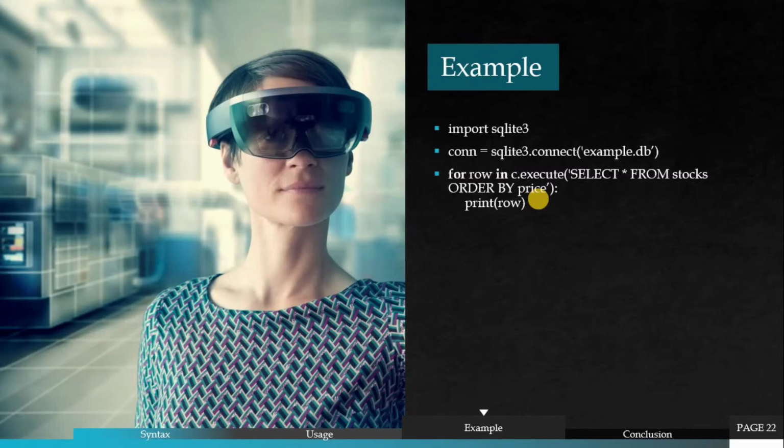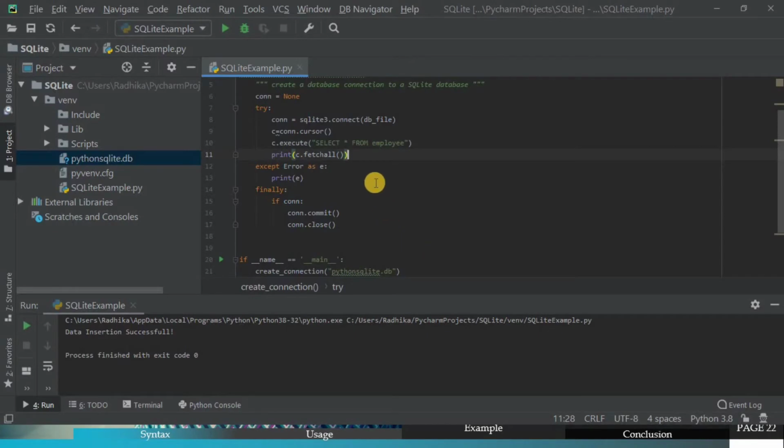Okay. So now we'll go to our Python Studio and run these commands. As you can see here, I have written an execute command, select star from employee. Now I am printing c.fetchall. So this will give me the list of every record which is right now present in our table. When you run this, you will see that we are retrieving a list of tuples, where each tuple is having every record.